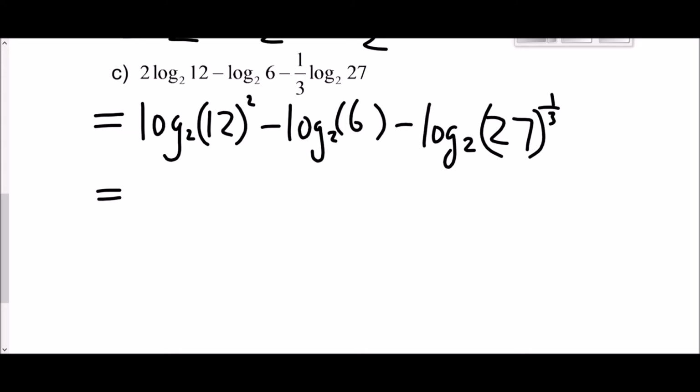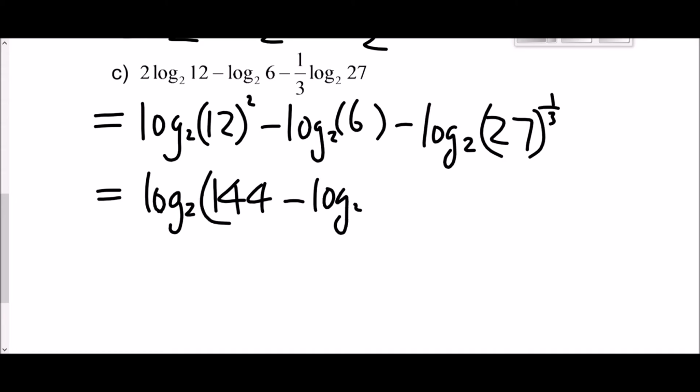Let's simplify this further. 12 squared gives you 144. So log base 2 of 144 minus log base 2 of 6, and then log base 2. If you take the cube root of 27, that gives you 3.